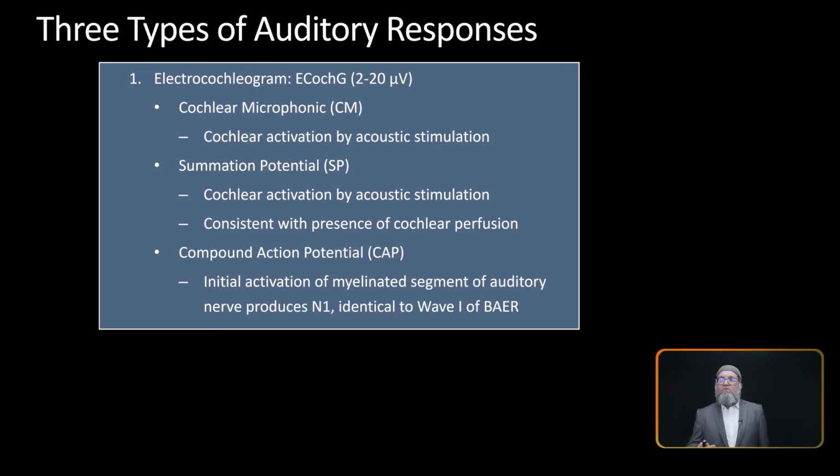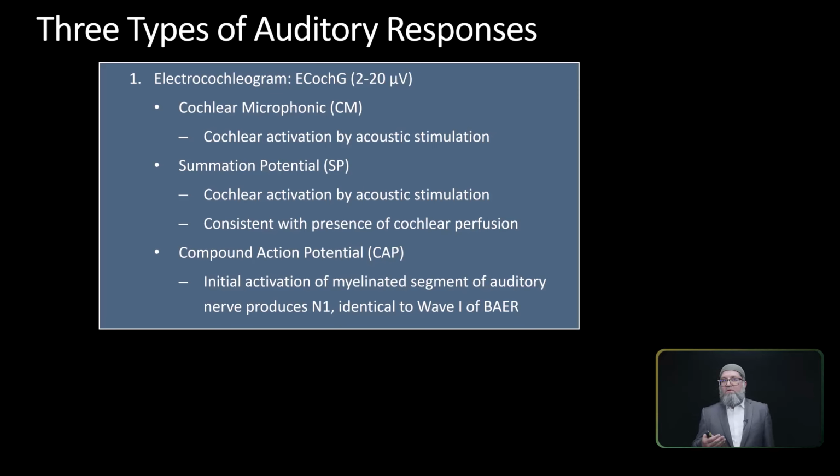So when we are recording the signal, there are 3 major types of signal that we can record. One is electrocochleogram. Then we have brainstem auditory nerve action potential and brainstem auditory response. The electrocochleogram, the first response, is about 2 to 20 microvolts in amplitude. It's a large amplitude response, and it is recorded directly from the tympanic membrane. So we can place the electrode on the tympanic membrane. There are different types of electrode that we can place.